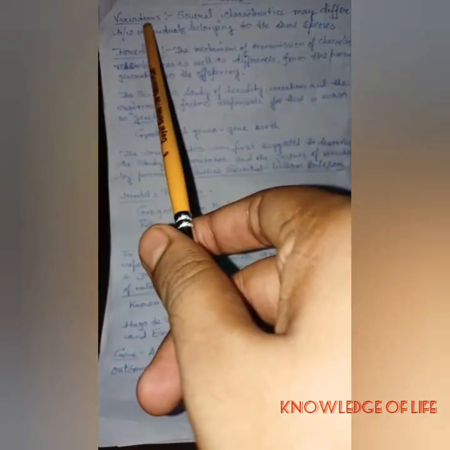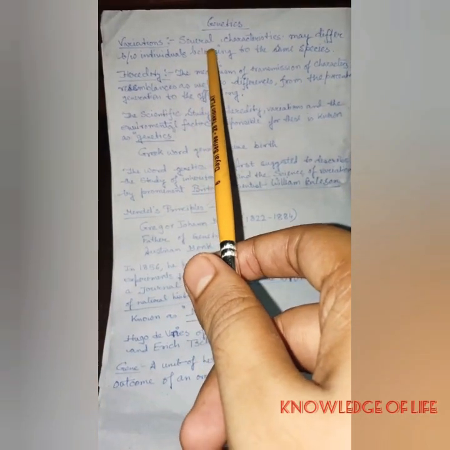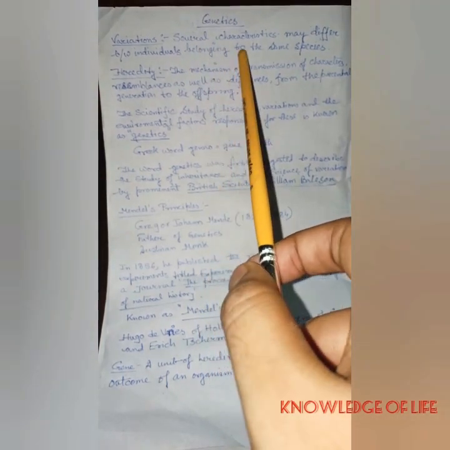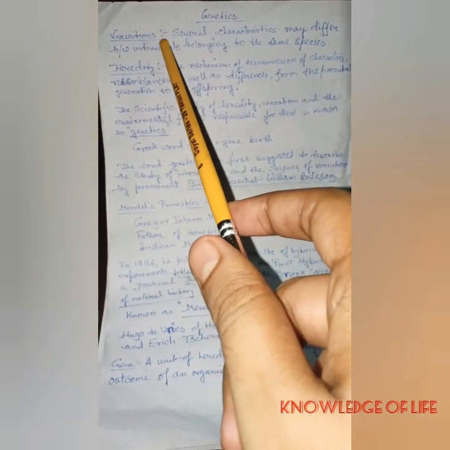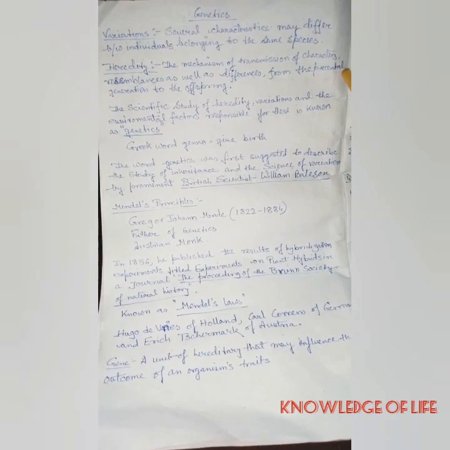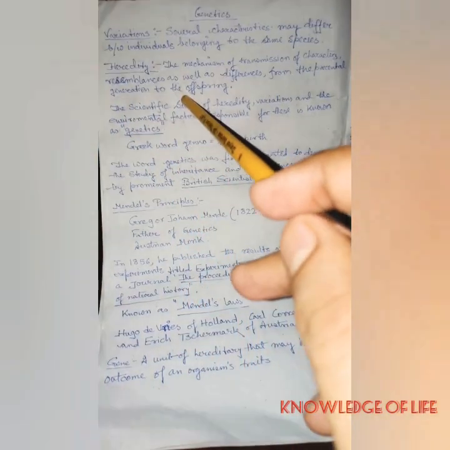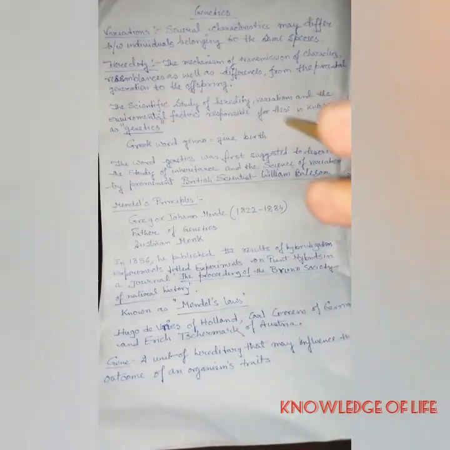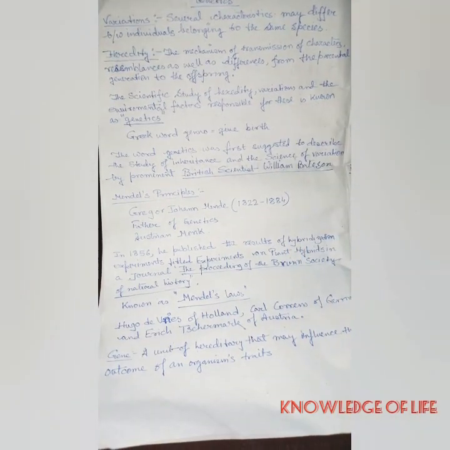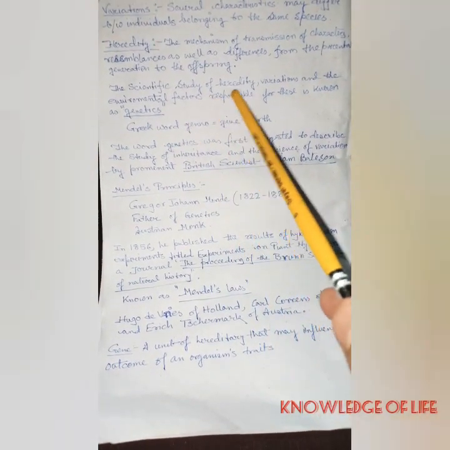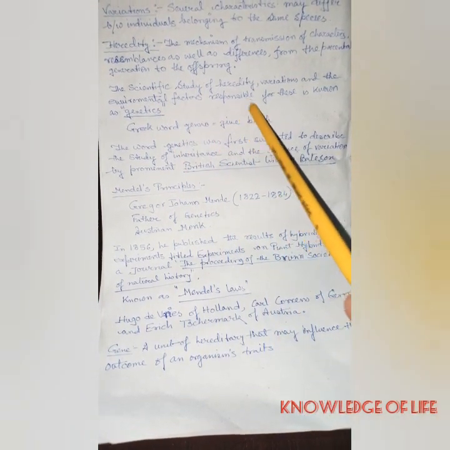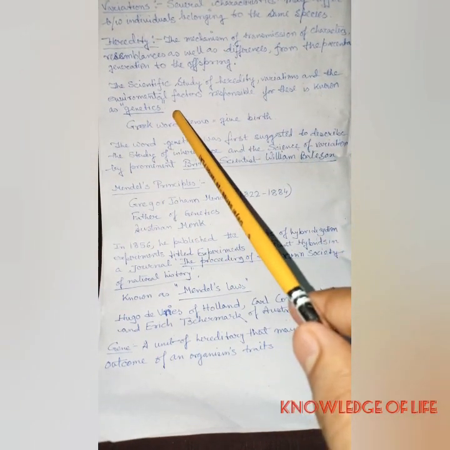Now I am discussing variation. Several characteristics may differ between individuals belonging to the same species. It's called variation. Now, what is heredity? Heredity is the mechanism of the transmission of characters, resemblances as well as differences, from the parental generation to the offspring. So, the scientific study of heredity and variation and the environmental factors responsible for this is known as genetics.